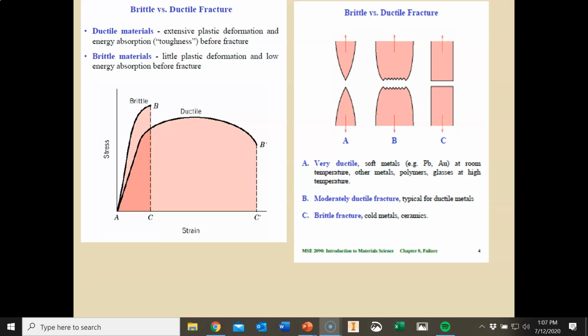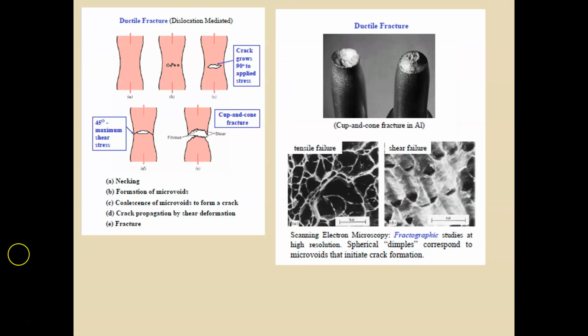In the second example, the shape of the fracture can give a clue to how brittle or ductile a material is. Here are some examples of the ductile fracture process. The first example shows the fracture process in a ductile material. A. Material experiences necking. B.